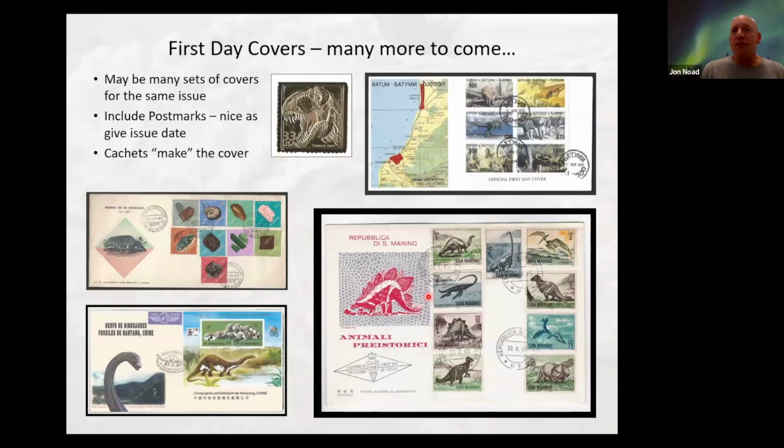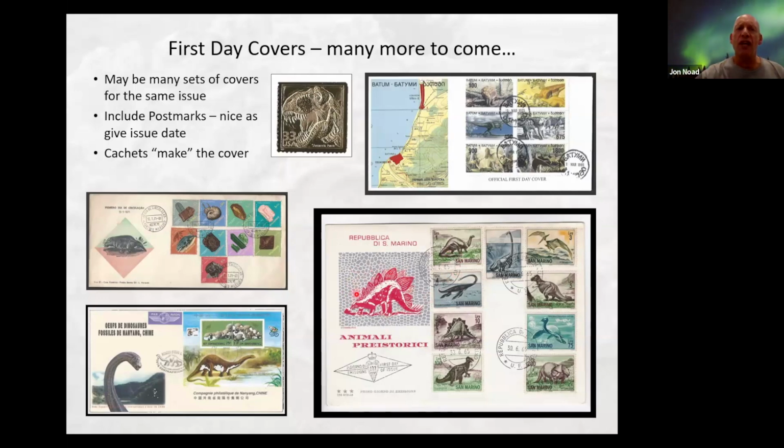And then there's first day covers themselves. And the first day covers, there are thousands and thousands out there. In fact, this issue here on the lower left, the San Marino issue from 1965, there are at least 40 different first day covers that are associated with this set, and they're all different. So you can spend a lot of money trying to put together a full set of the first day covers. They're very beautiful, particularly if they have nice cachets. And the cachets are the picture that's on the first day cover.